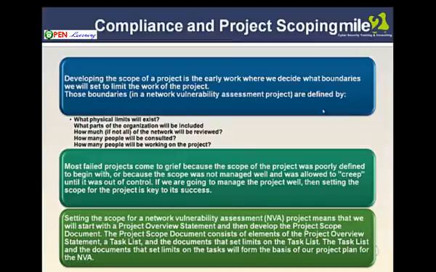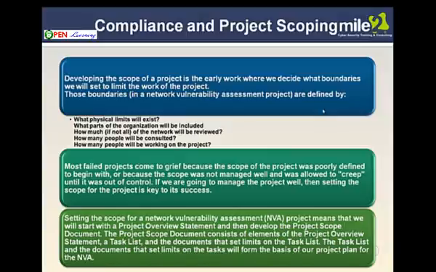How much, if not all, of the network will be reviewed? How many people will be consulted? Maybe the customer employees don't even know that we're doing this, or maybe a few of them know. Okay. And most failed projects come to grief because the scope of the project was poorly defined to begin with. Maybe we started out with certain ideas, but they weren't well written, and then it just started going its own direction, and it really wasn't within our control. So we do want to control the project.